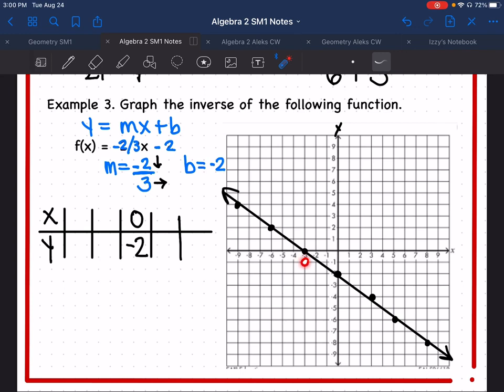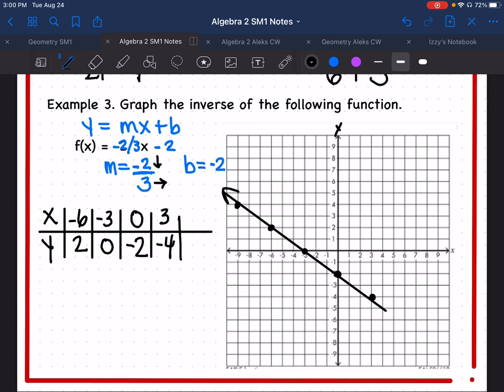So this point right here would be -3, 0. And this point right here would be -6, +2. This point right here would be 3, -4. And the last point I'm going to put in my table is 5, -6. Wait, that's not correct. Hold on. 2, 1, 2. Oh, it should be over here. Hold on, that wasn't right. Oh no, go away. There we go.